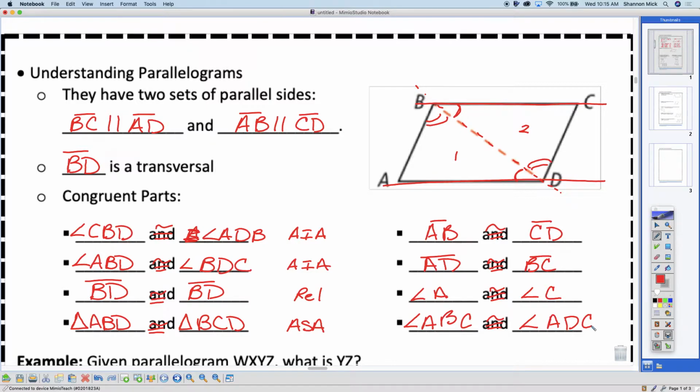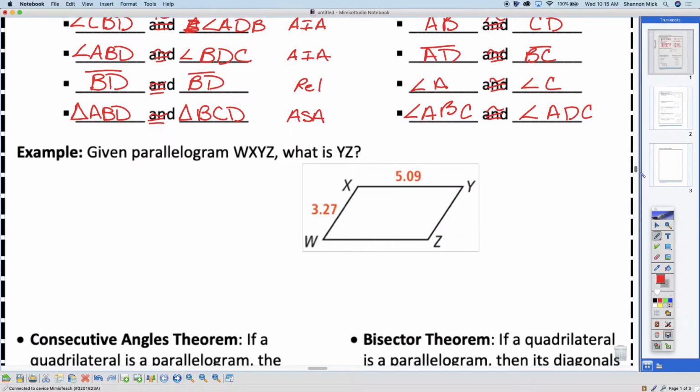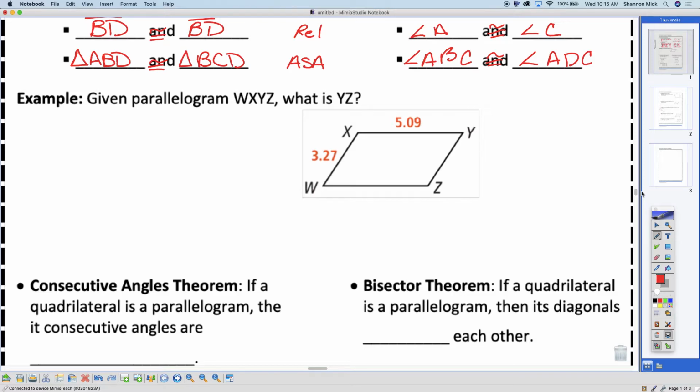So there's a lot of parts of this that are already congruent. We can use all this information to help me do other things. That was the hard part of the whole thing. Okay, what is YZ? 3.27. What's WZ? 5.09.